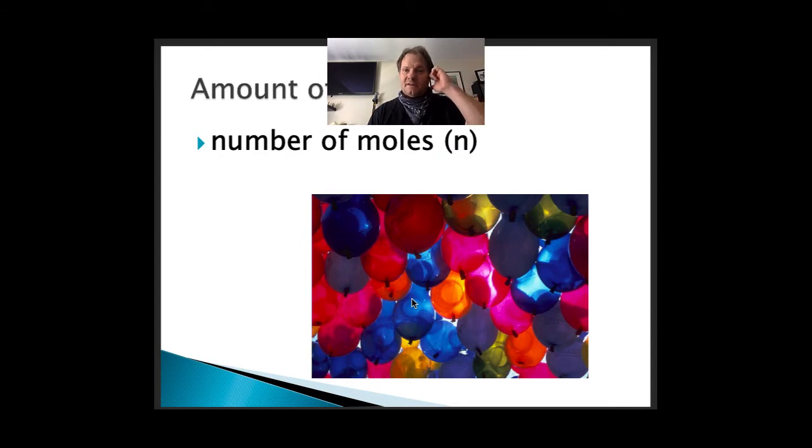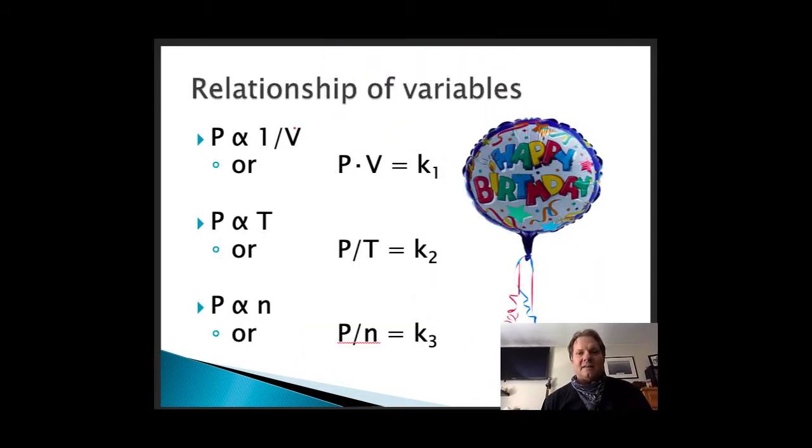The other variable, n, the amount of gas, is just the number of moles. So how many moles of gas are present? That's your n value. So let's talk about relationship between variables for a gas.